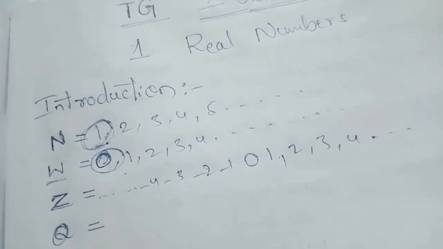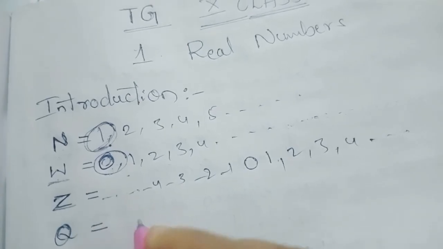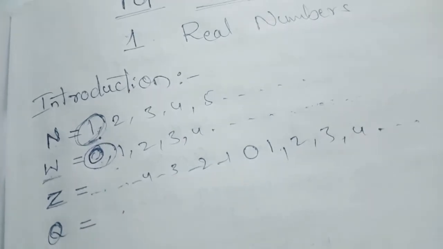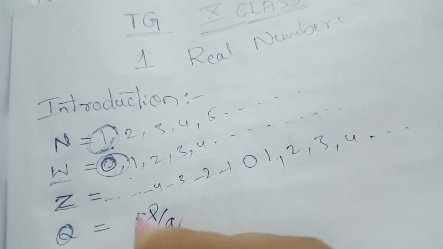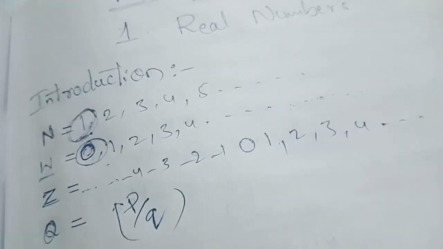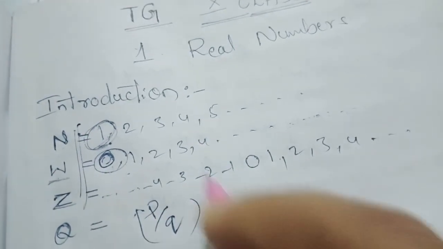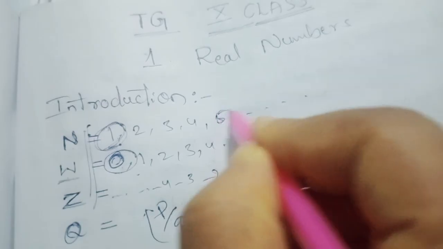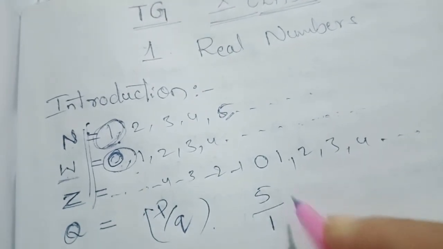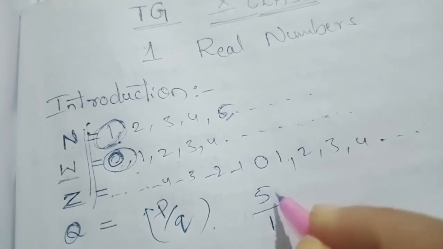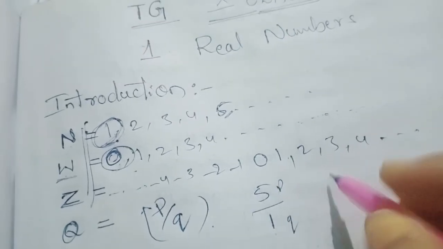Next, real numbers. These are rational numbers. Rational numbers means numbers we can write in p by q form. For example, 5. 5 means 5 by 1, so this is the form of p by q. This is p and this is q.